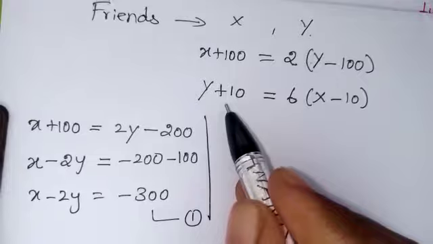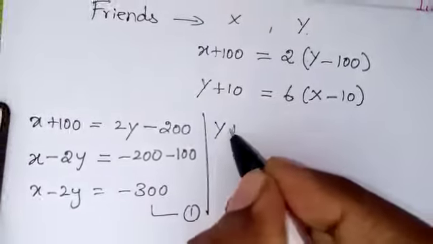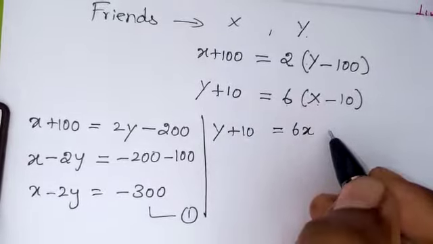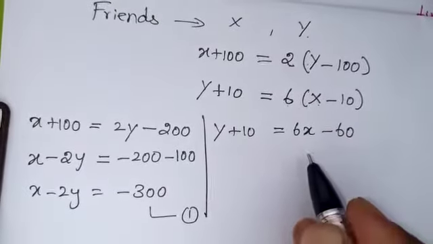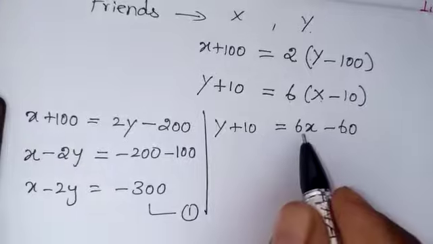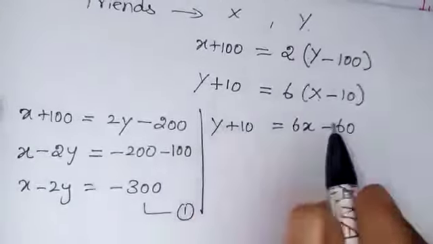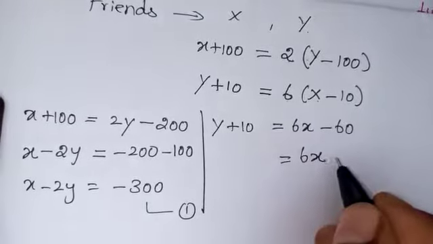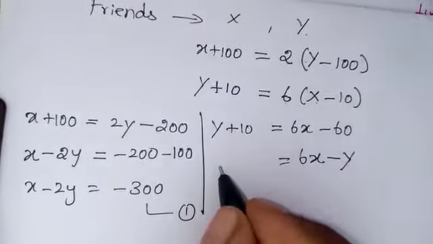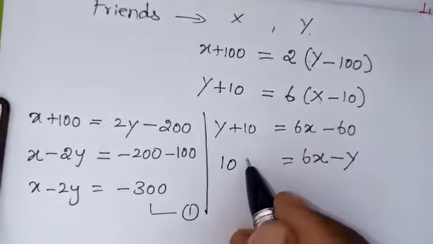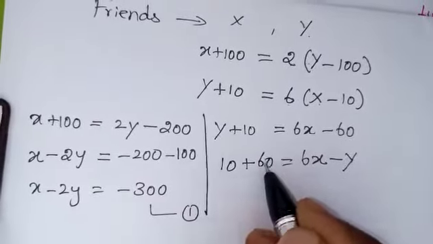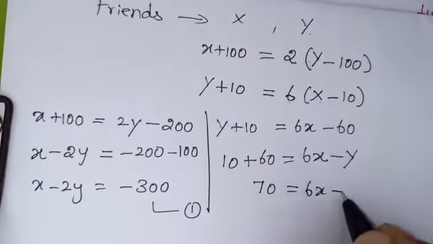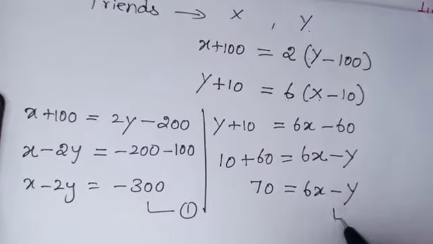Now from here we have to find the second equation. So we have Y plus 10 on this side. This side 6 into X will become 6X, 6 into 10 will become 60. Bring all the X to one side, numbers to another side. I am bringing Y to this side, because here I already have X. This will become minus Y. So here we already have 10. The minus 60, if you bring it to this side, will become plus 60. So 10 plus 60 is 70, which is equal to 6X minus Y. So this is our second equation.